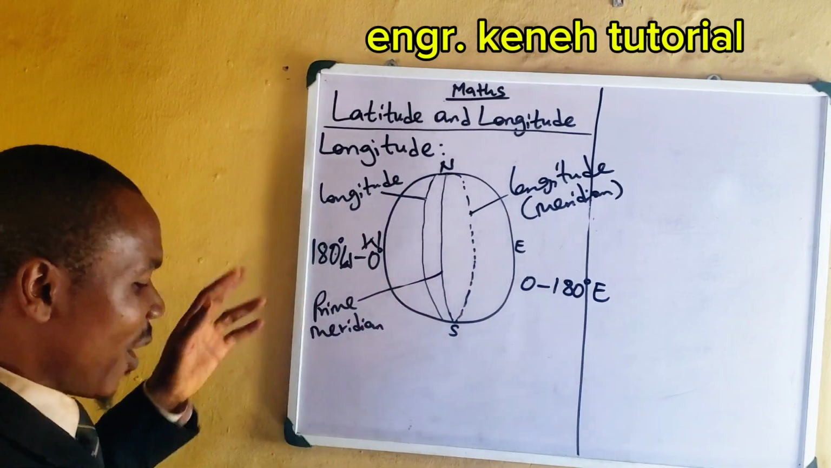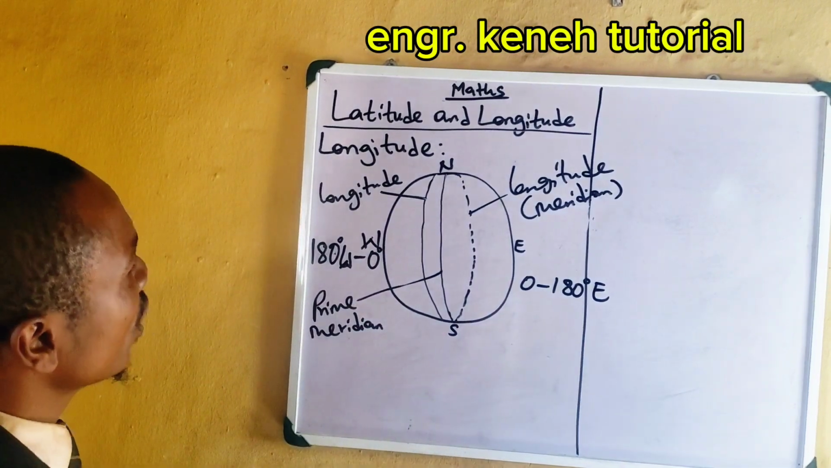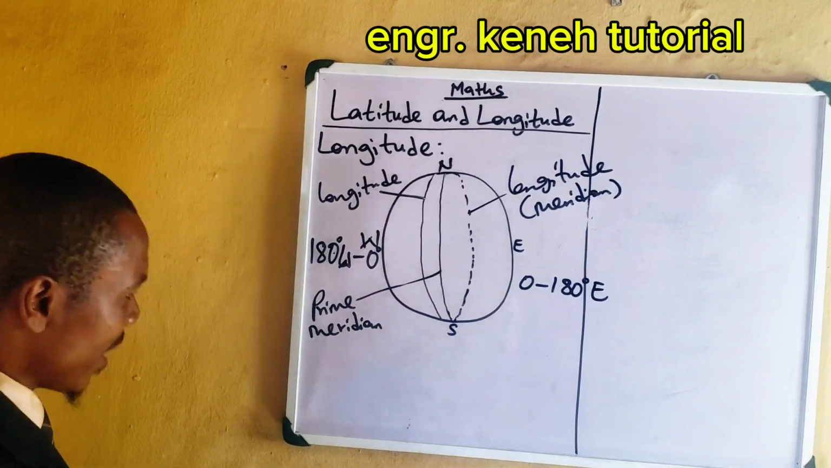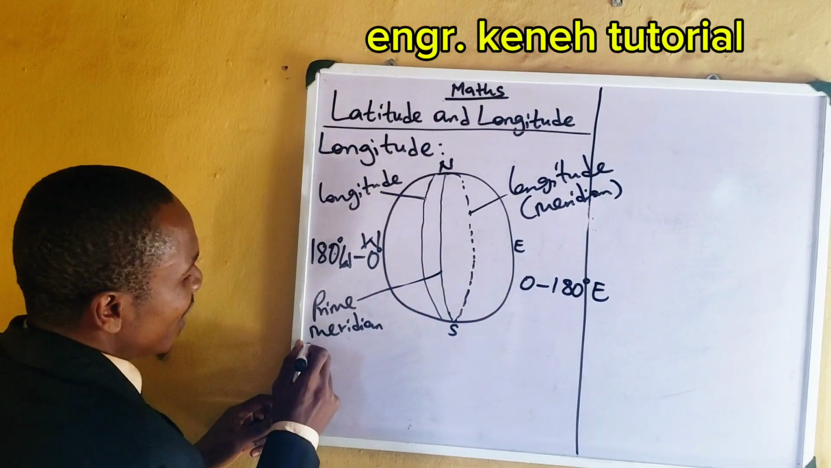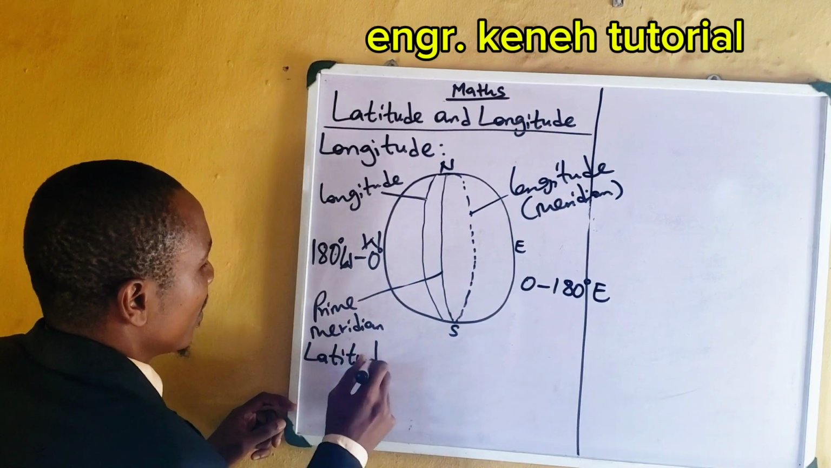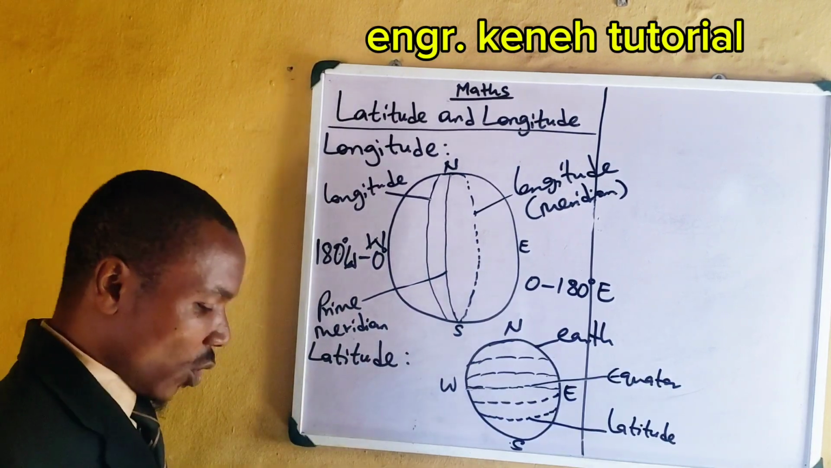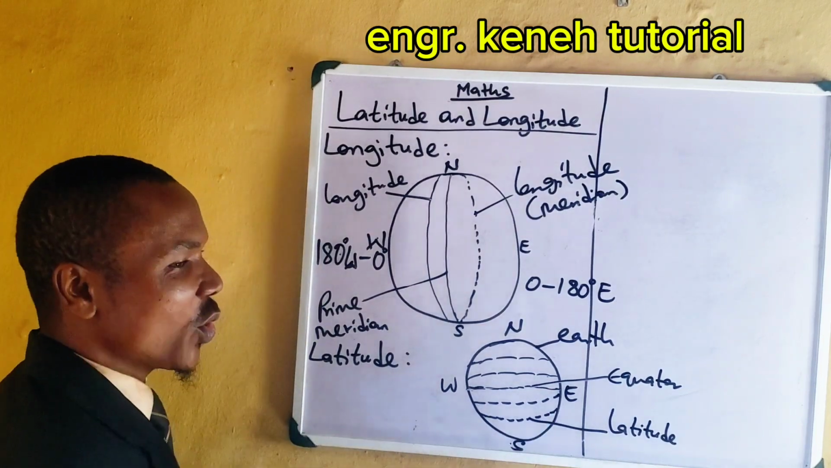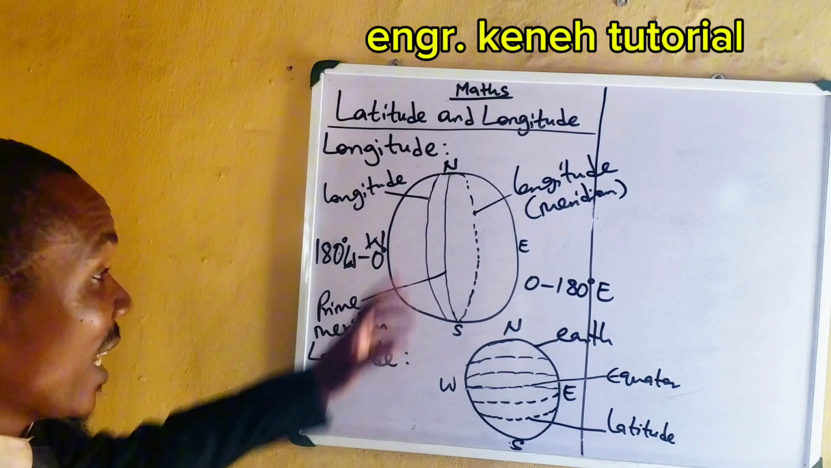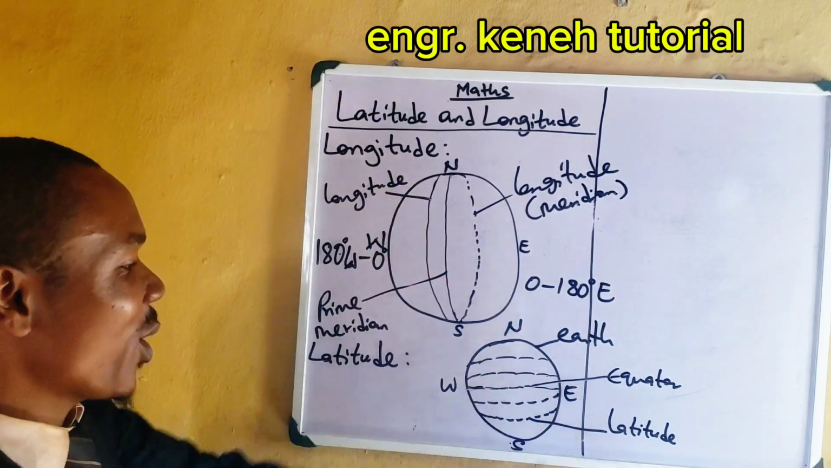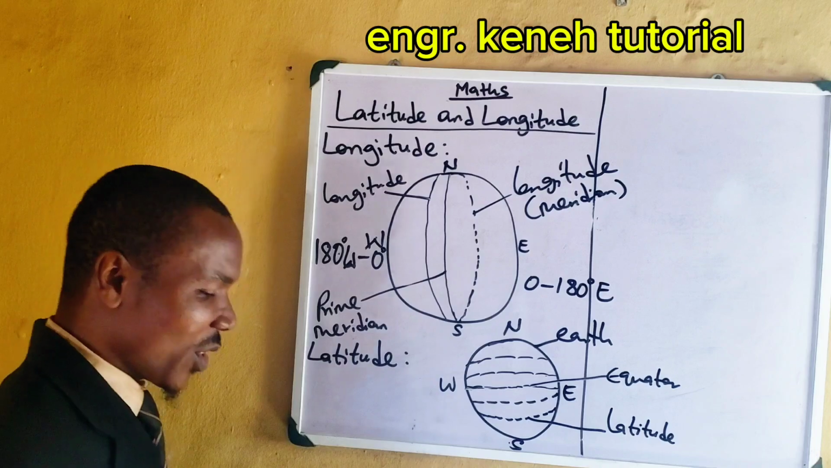That is the yardstick that every other thing should be used. All right, so that is longitude for you. Then let's talk about latitude. When it comes to latitude, we are talking about horizontal imaginary lines. Remember here we considered vertical imaginary lines, but when it comes to latitude, we consider what?